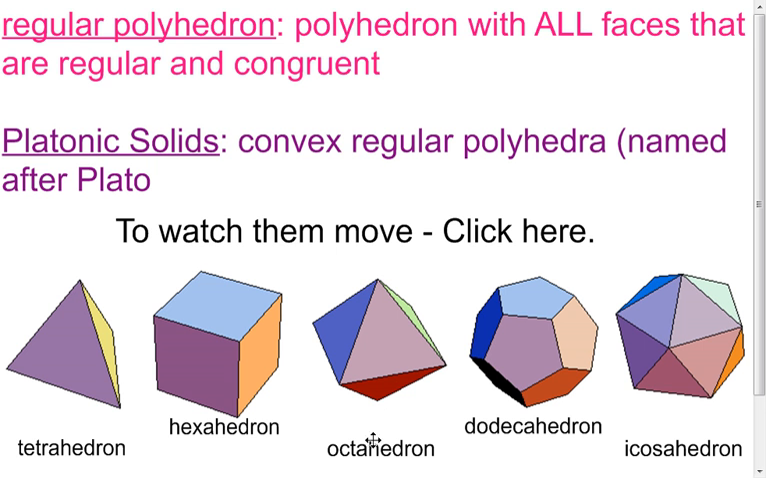Octahedron, octa meaning 8, so it has 8 equilateral triangles as faces. The dodecahedron, dodeca meaning 12, so it has 12, and notice they're pentagons as faces. And then the icosahedron, that has 20 equilateral triangles as faces.